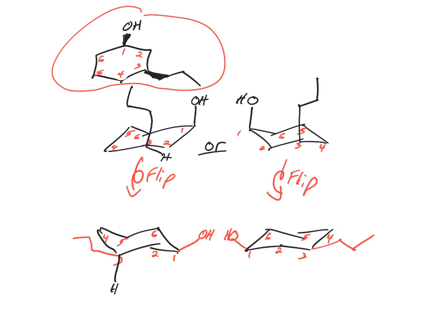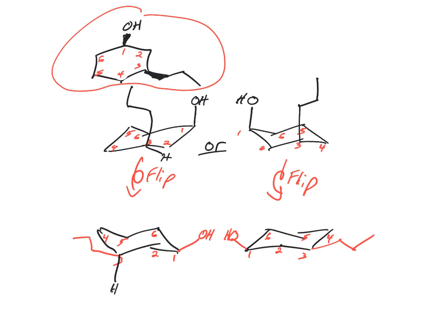Which ones do you think are more stable? Things in axial positions or things in equatorial positions? What do you all think is going to be more stable, and why? 50-50 shot, you had a guess. That's a good guess. That's the right answer. Why might that be? Things in the equatorial are more stable. Yes. Why? Because of 1-3 interactions with the hydrogens.